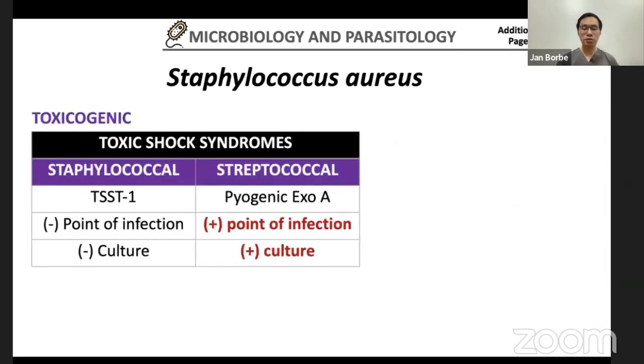Okay? So here we summarized this in this table. When it's staphylococcal, you have TSST-1 as the culprit. For streptococcus, you have the pyogenic exotoxin A, or EXO-A. So let's remember those key differences.